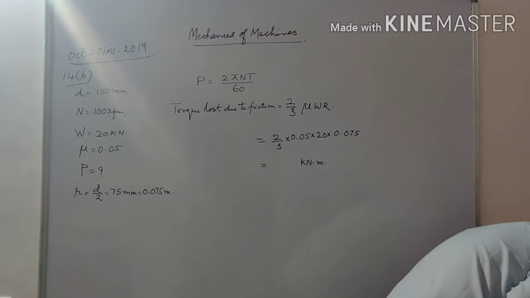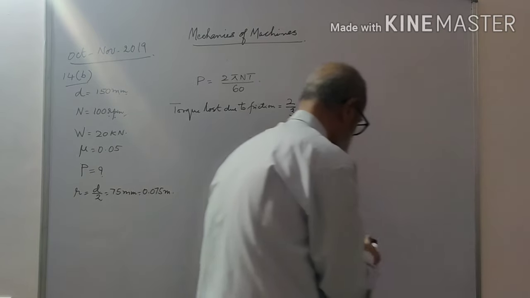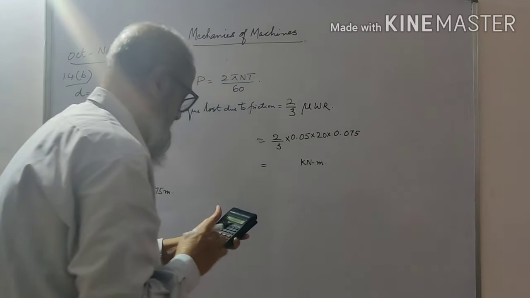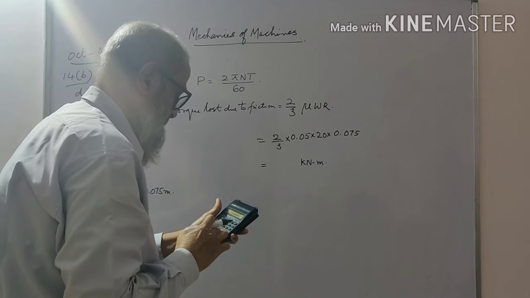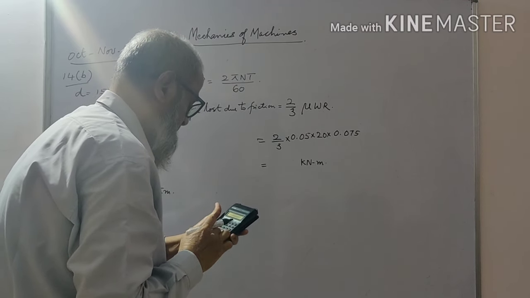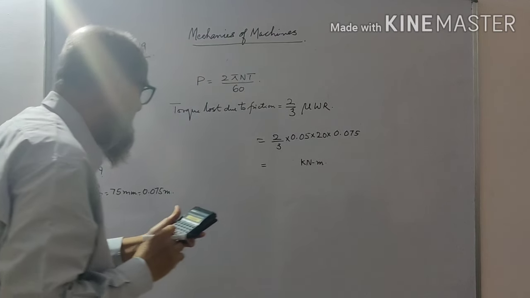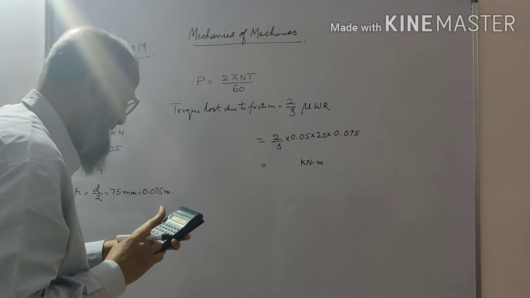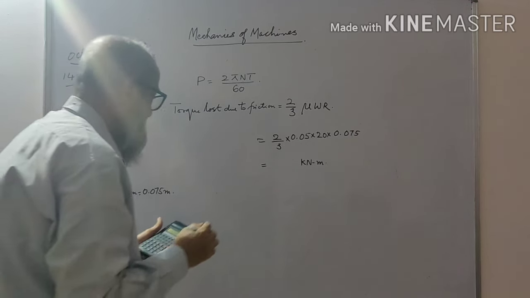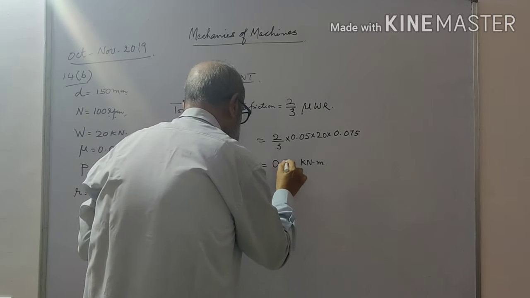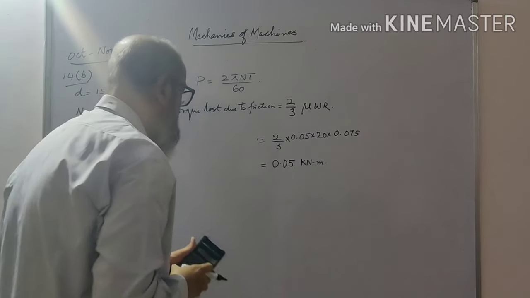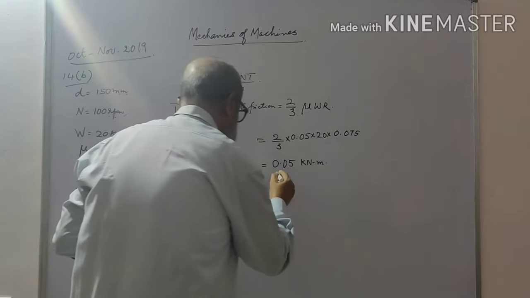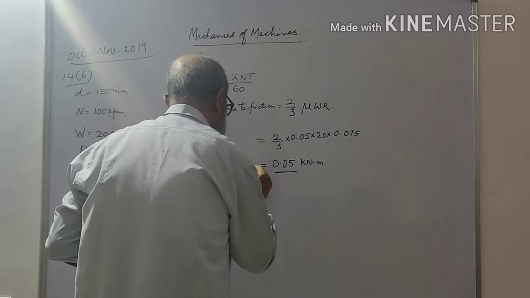Now, 2 into 0.05 into 20 into 0.075 divided by 3 equals 0.05 kilonewton meters. 0.05 kilonewton meter it is. So this is the torque lost due to friction, that is T.